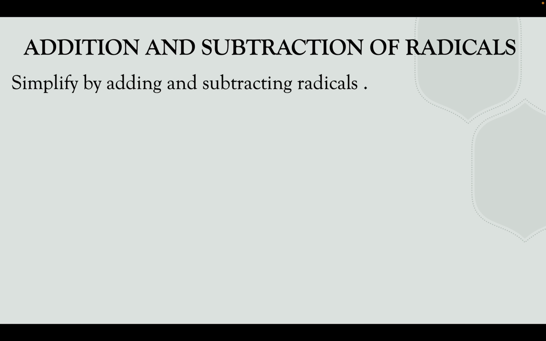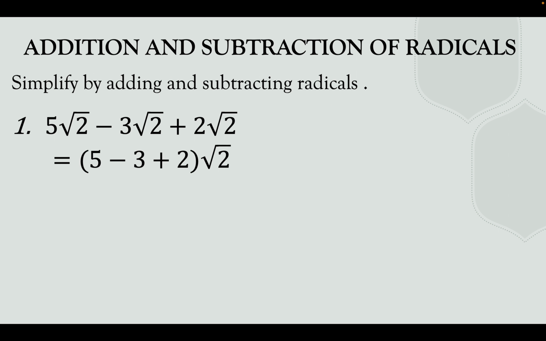Now, let's proceed to simplify by adding and subtracting radicals. For example, we have 5 square root of 2 minus 3 square root of 2 plus 2 square root of 2. You look at the index and the radicand. They are the same, so they are like radicals. Since they are like radicals, you can just add and subtract the whole numbers: 5 minus 3 plus 2. Since they have the same radical, you just copy square root of 2. 5 minus 3 is 2, 2 plus 2 is 4. So we have 4 square root of 2.